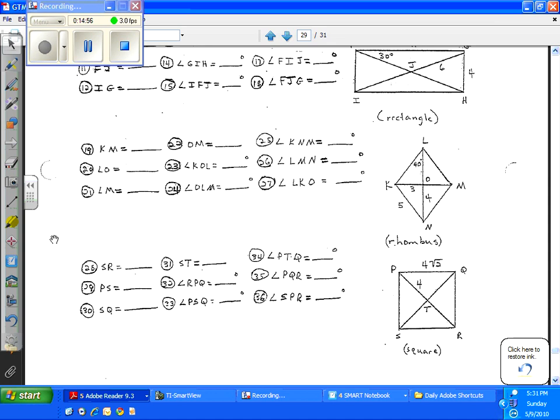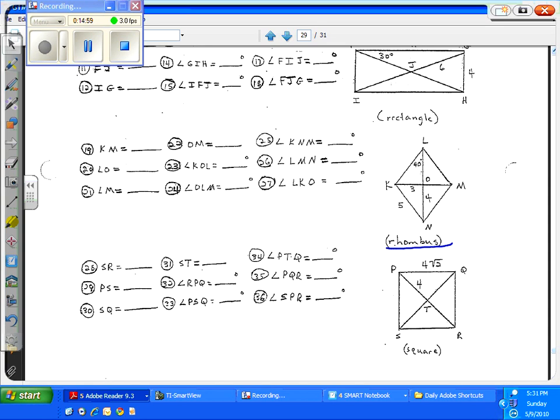Number 19 through 27, we have a rhombus. And a rhombus, by definition, is a quadrilateral with 4 equal sides. It has other special properties, and those special properties are that the diagonals bisect each other, which makes all those angles 90, and each diagonal bisects a pair of opposite angles. So this diagonal bisected that angle, so we've got a 40 adjacent to a 40. We know that opposite sides of a parallelogram are equal, so that's going to make these two be 40 also.